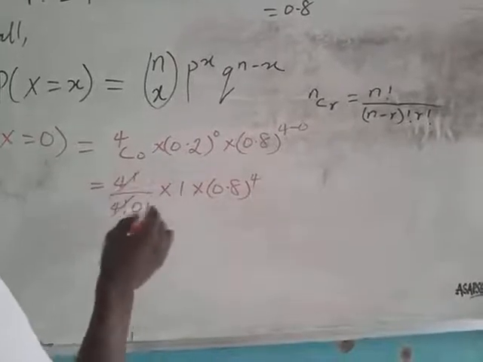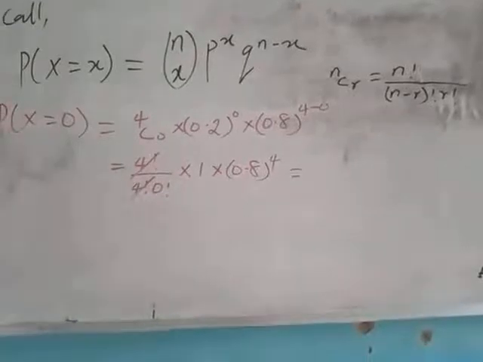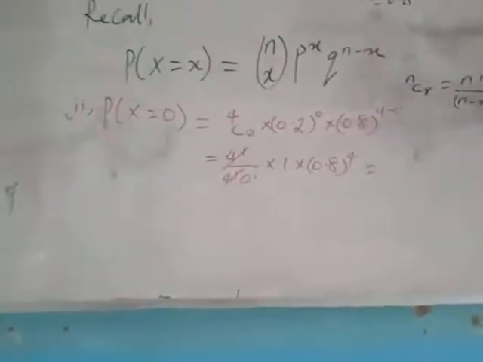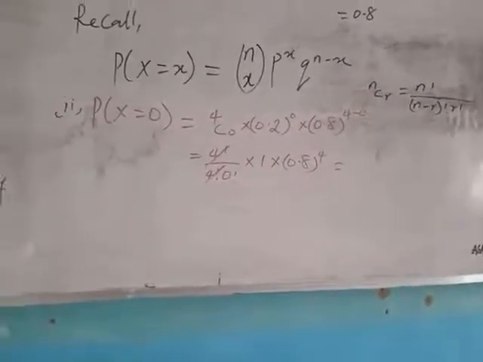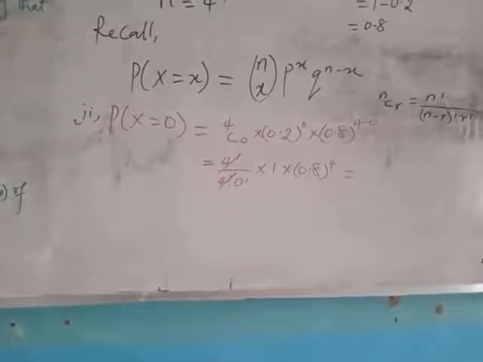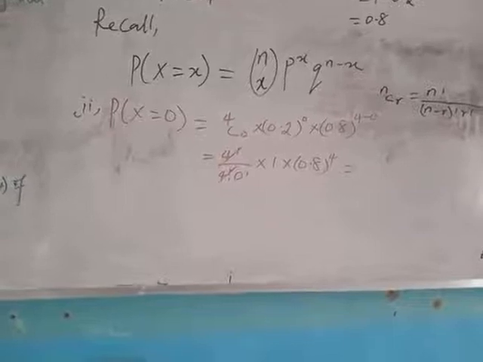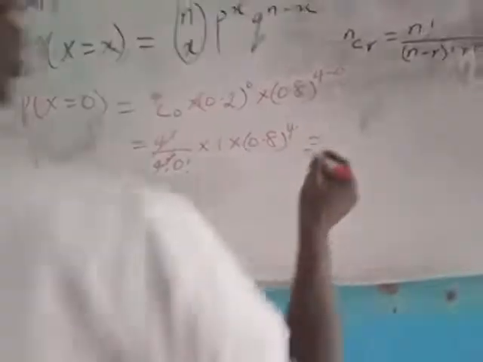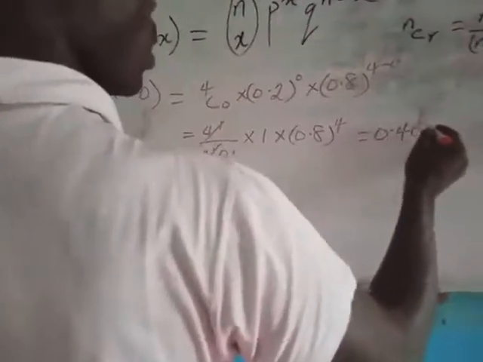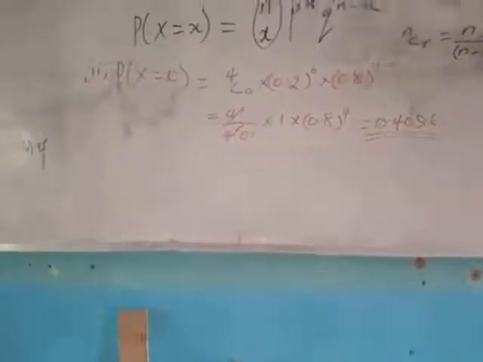So this will easily cancel. And we can find 0.8 raised to the power of 4. That is 0.8 in 4 places, which will easily give us 0.4096. So this is the probability that 0 will be defective out of 4 bulbs chosen.